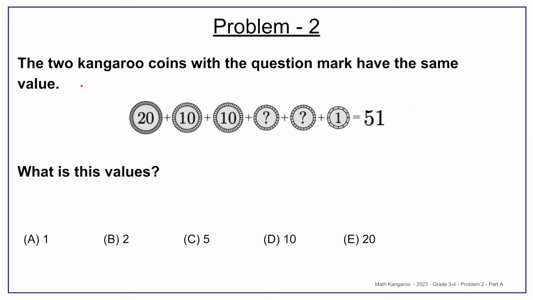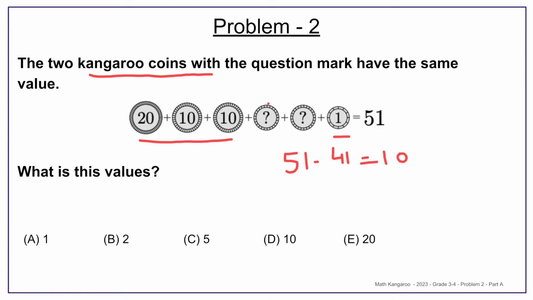Problem 2. The two kangaroo coins with the question mark have the same value. What is this value? These are our options. So let's add whatever is visible to us. We have 20 plus 10, 30, 30 plus 10, 40, 40 plus 1, 41. And here we have 51. So 51 minus 41 gives us 10.